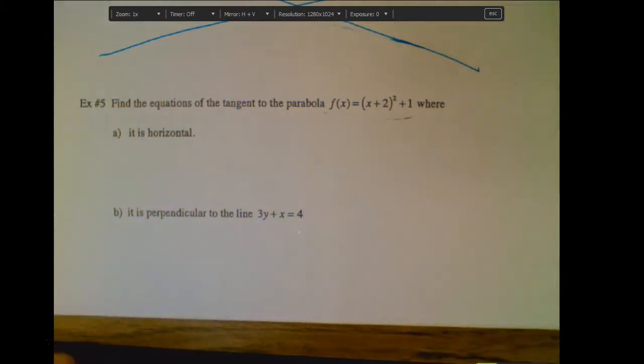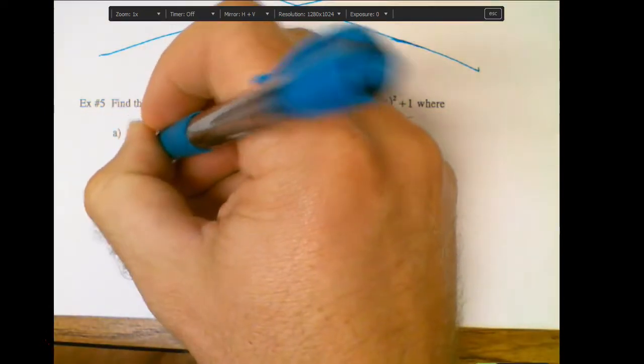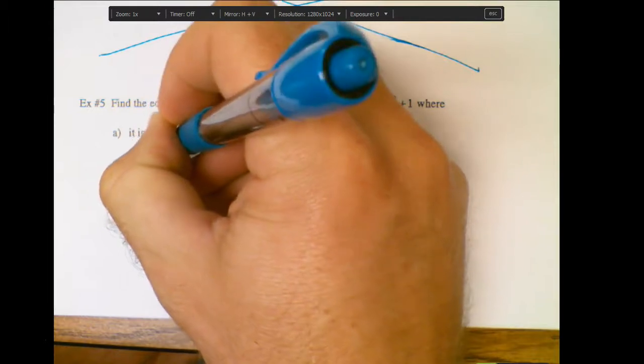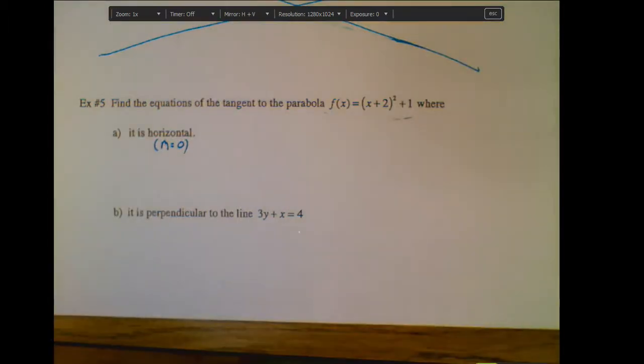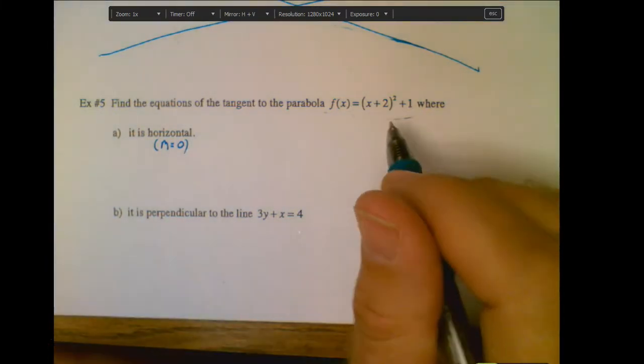Equations of the tangents, equations of the lines tangent to this parabola. So first off is where it is horizontal. So where would it be horizontal? Remember, we know what that now means. Every single time, that means your slope is 0, right? And it's just going to be y equals some number for that line. So we know the slope is 0.